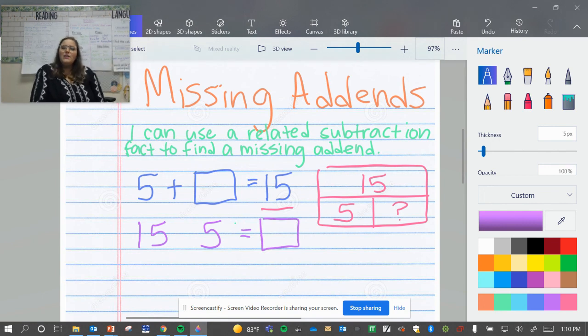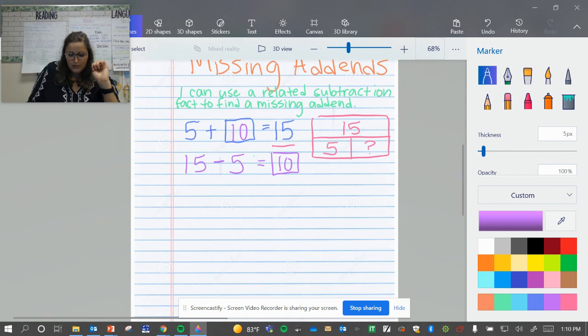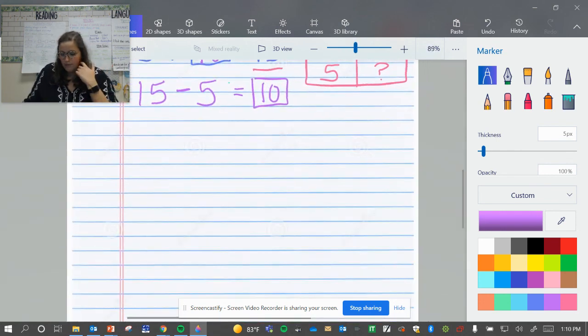What am I going to do with 15 and 5? I'm going to subtract them, because if I have a whole and a part, I'm not going to add a whole and a part. I subtract a whole and a part. I only add if I have 2 parts together that I'm putting together. Okay, so 15 minus 5, and what does that equal? 10. So if 15 minus 5 is 10, I know that the facts are related, so that means that 5 plus 10 equals 15, because those 3 numbers are related. Those 2 parts in the whole are related, okay? Let's do another one. Skip down just a little bit. We're going to do one more example.